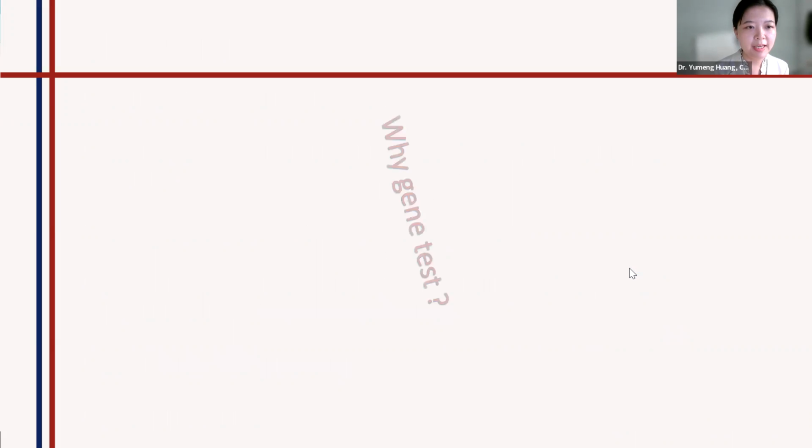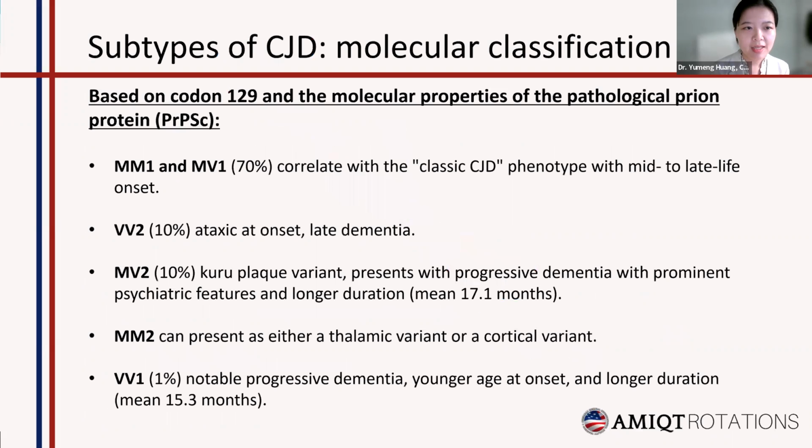So why should we give the patient a gene test? It is very interesting that there's a very specific pattern. Some of the studies have shown that the patient's presentation can be related to codon 129 of the PRNP gene. And as you can see, based on the amino acid at codon 129, this subtypes CJD into several different types, including the first one, MM1 and MV1, the majority part.